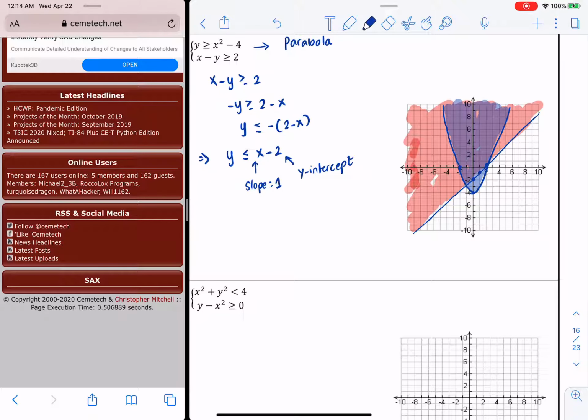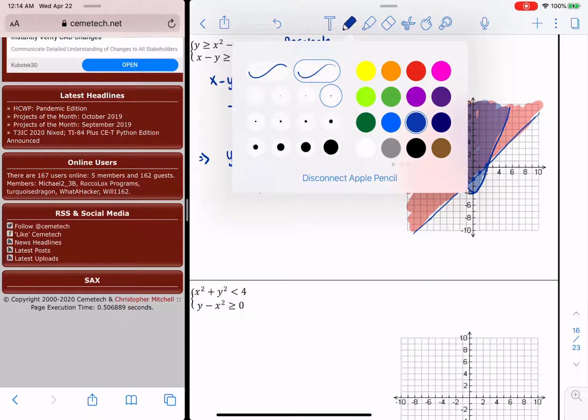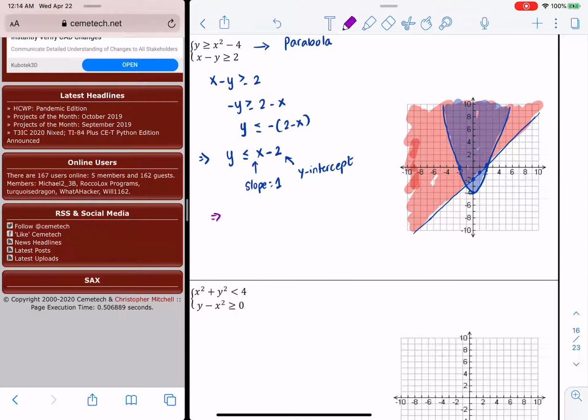So the solution is actually the overlapping region. Which in our case is right over here, including the points on the line, because we have a less than or equal to.